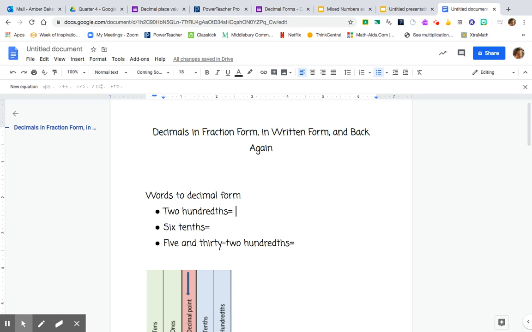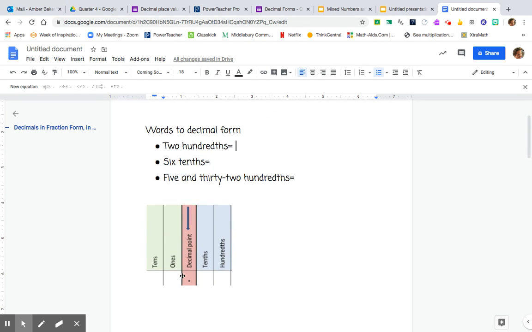Okay, fourth graders, for your assignment today, it's going to be pretty straightforward. We're just going to be practicing writing decimals in fraction form and written form and then back again. So let's get started. It's really important that you understand the place value system when you're converting fractions and decimals.